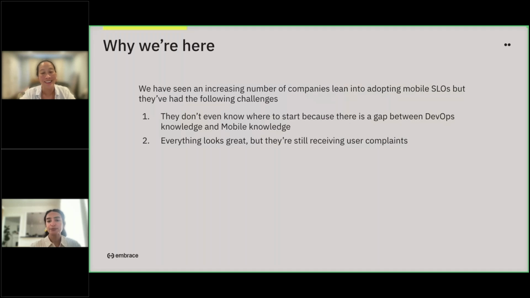So why are we here? I've seen more and more companies lean into mobile SLOs, but it's been challenging for them because one, they either don't know where to start because they don't know what to measure or how to measure it, or two, they're measuring something, but it's not really providing a clear picture of what's actually happening. So during this webinar, we'll talk through the knowledge gaps that observability teams and mobile teams have that are preventing them from creating meaningful and actionable SLOs. And after that, we'll walk through a login example and 3 easy steps on how to create a mobile SLO.